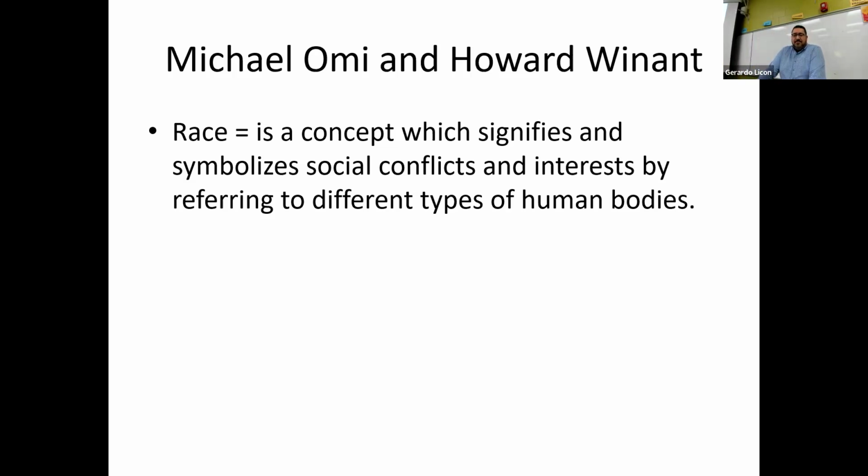What does that mean? It's saying that these ideas of race are really about social conflict and interests. It's about people saying they and us, them and us. It's about social conflict and interests. And they make reference to these concepts of race and try to connect it to this idea that people have different types of human bodies.